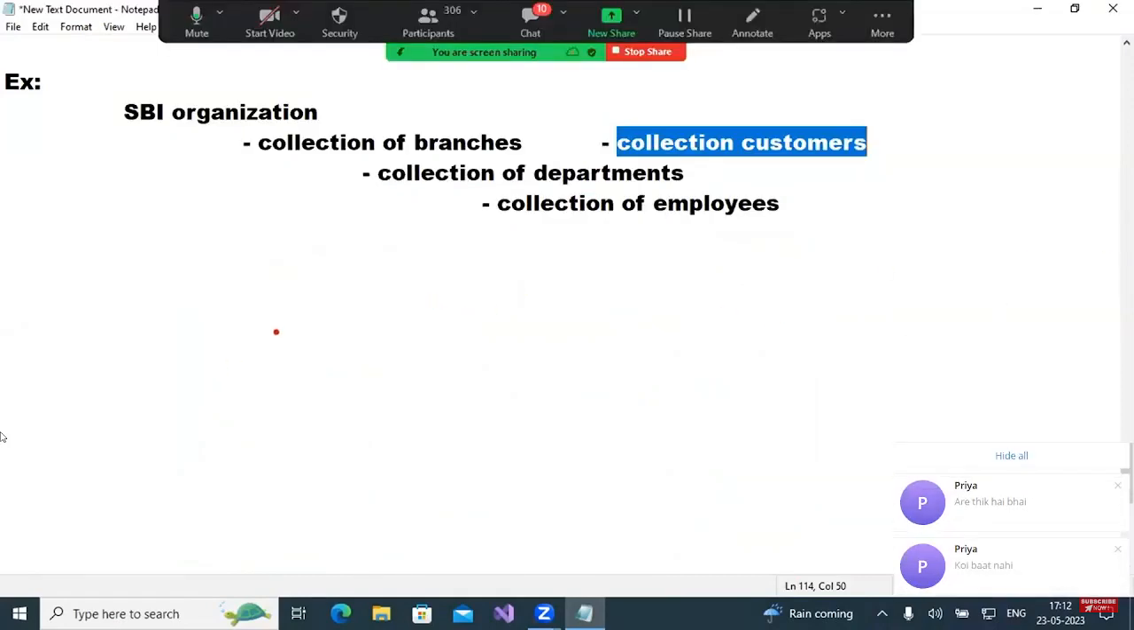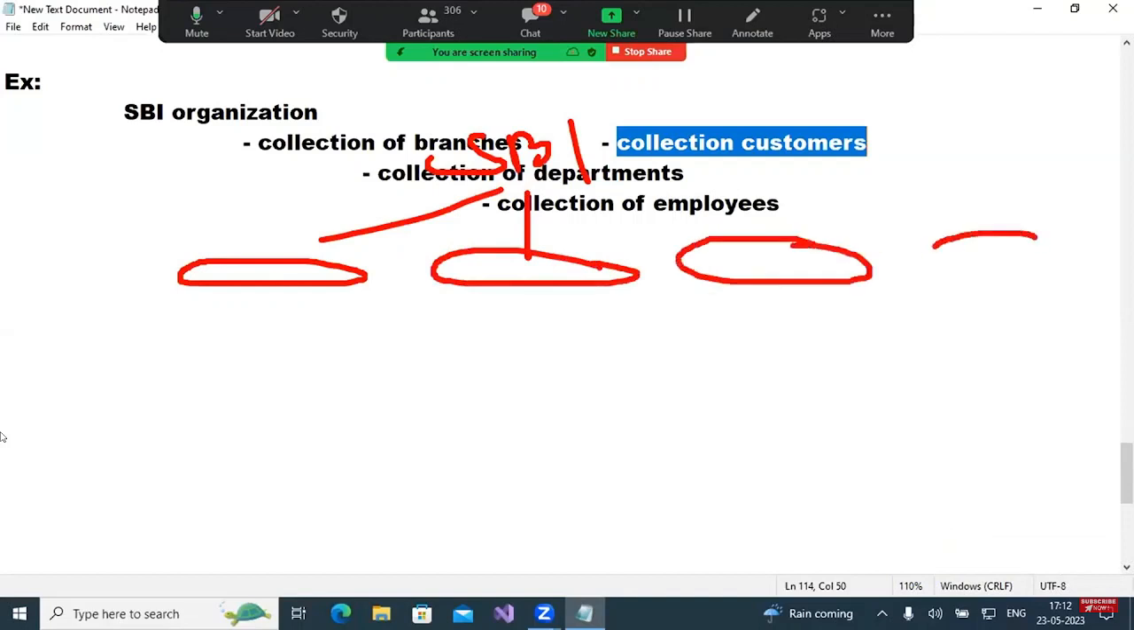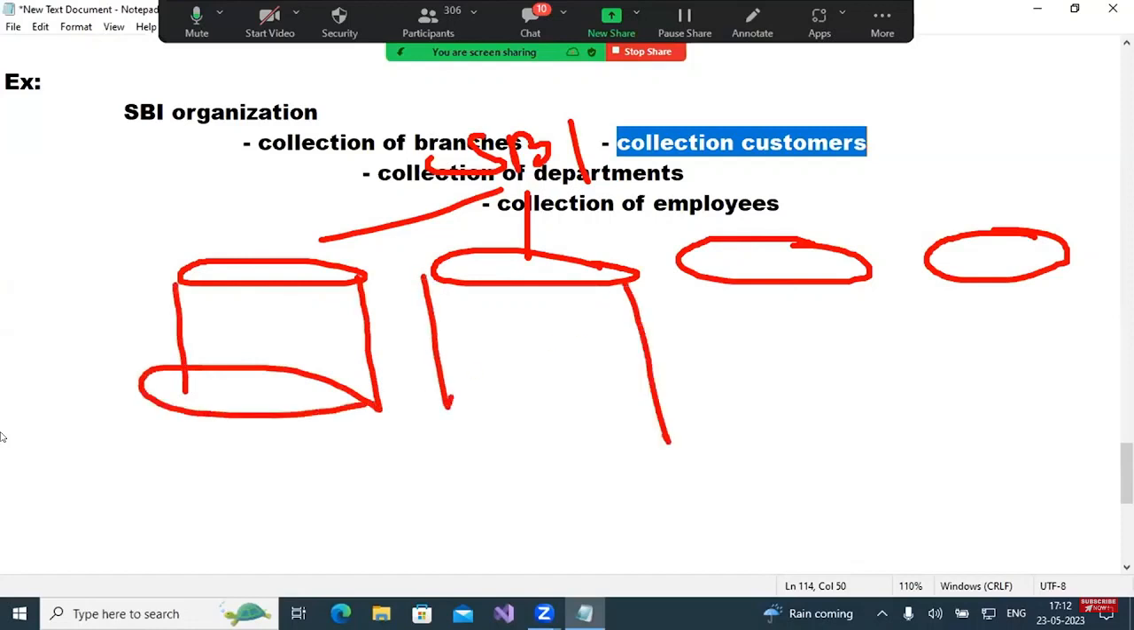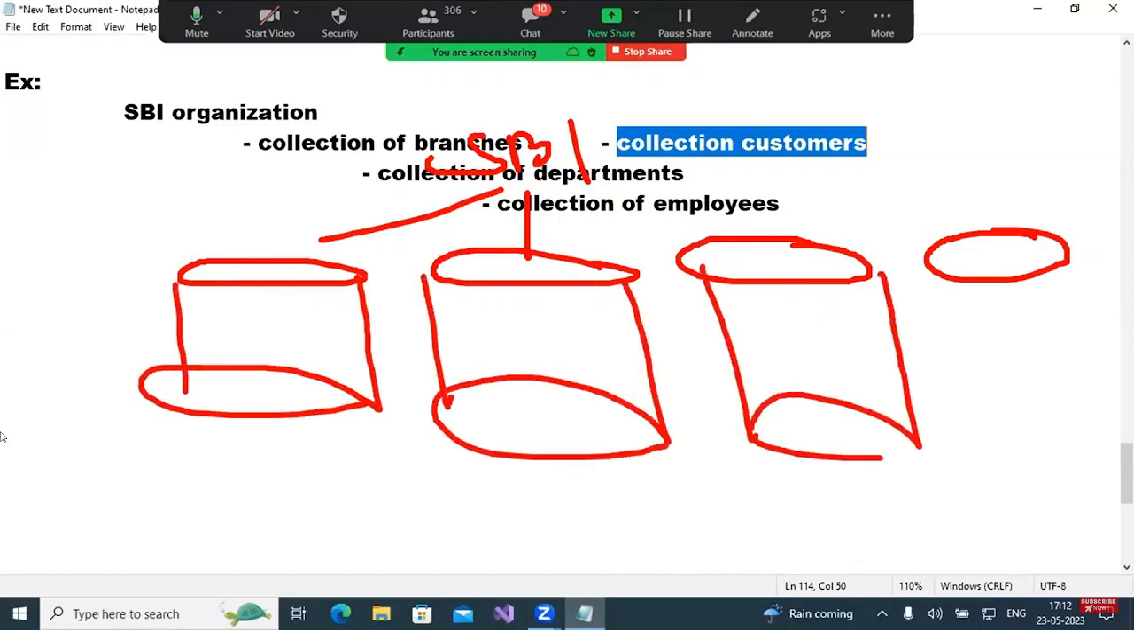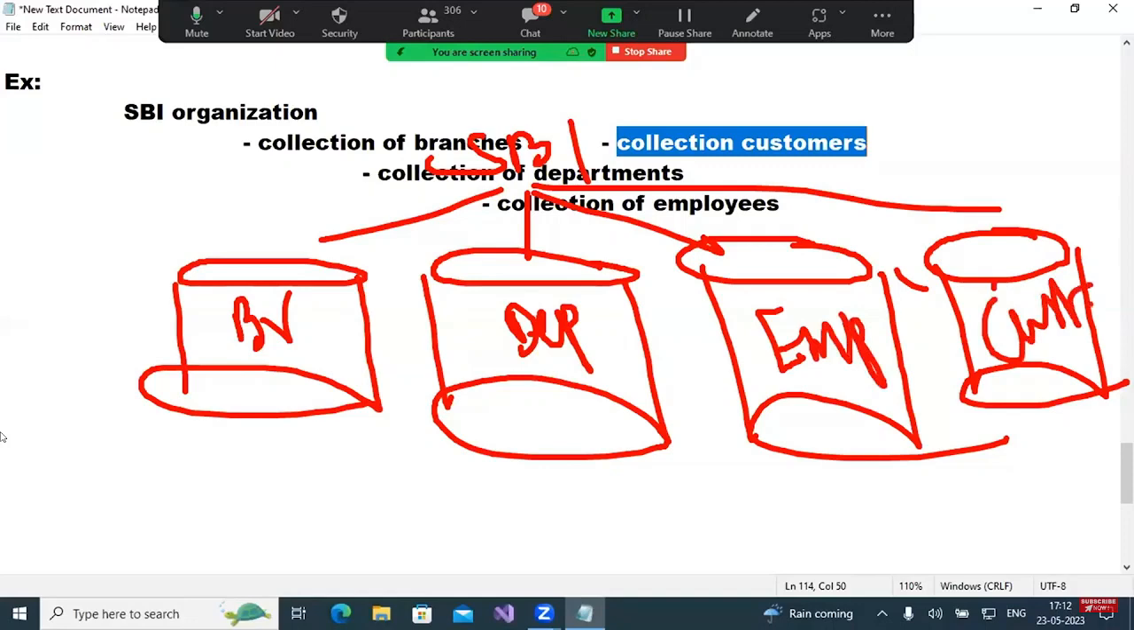But just remember like this. Just assume you are creating databases for SBI bank. How many databases are you creating? 2, 3, 4. This is one database. Just imagine what the drawback, the minus, is here. So how many databases did you create? 4 databases, for SBI. In one database I keep branches data. In one database I keep departments data. In one database I keep employee data. In one database I keep customer data.